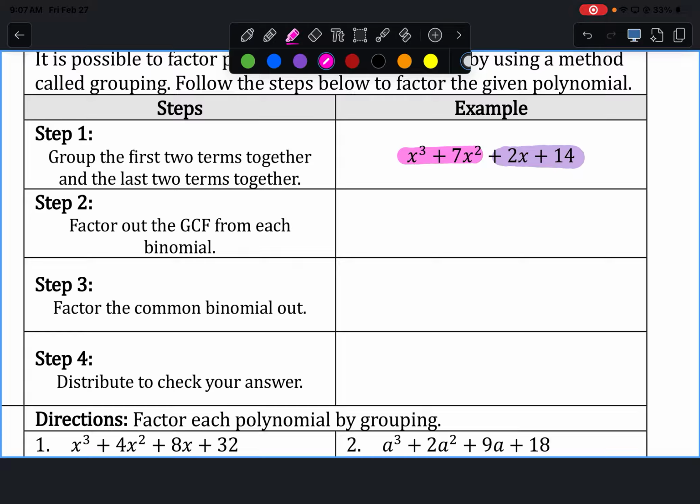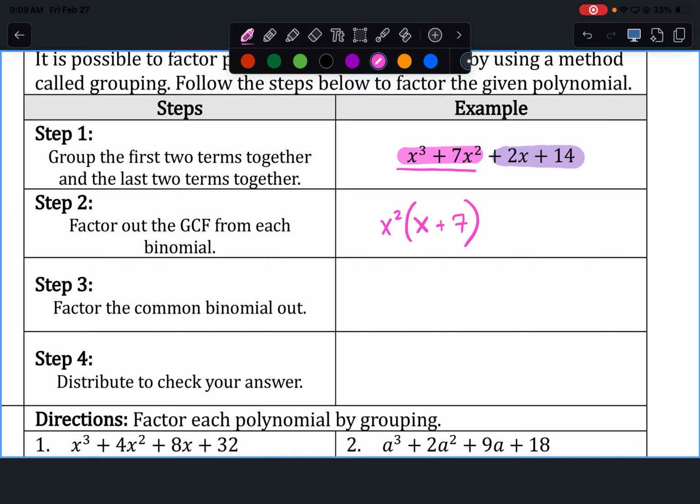So when we group the first 2, we're going to factor out a GCF. What is the GCF out of x cubed plus 7x squared? Yes, ma'am. What's the GCF there? X squared. Okay, so when we take out that GCF, we divide it out. So what is x cubed divided by x squared? Just x. What is 7x squared divided by x squared? 7. Okay, so that is what we get when we take out the GCF from the first part.